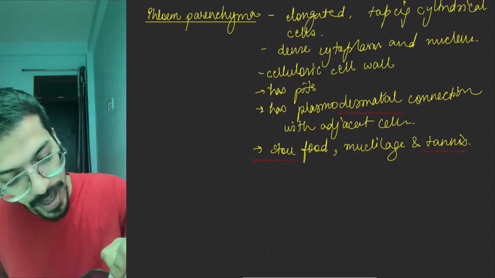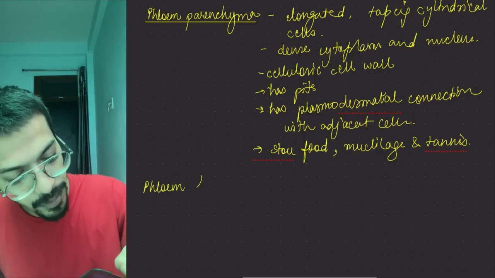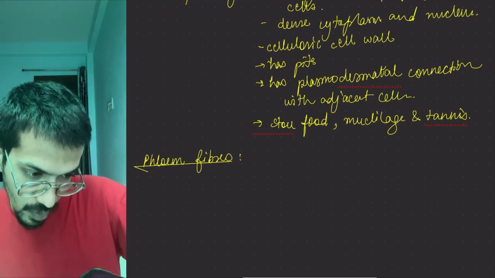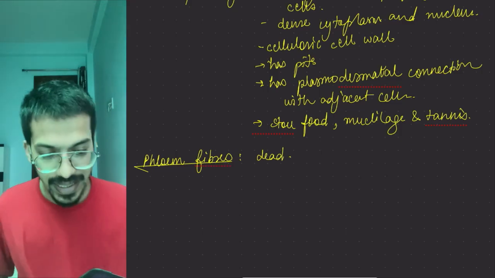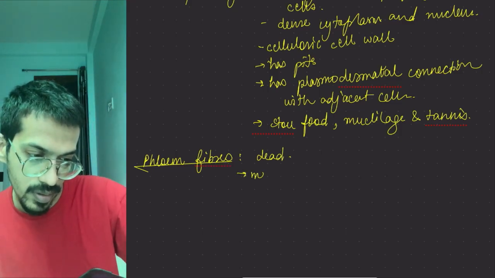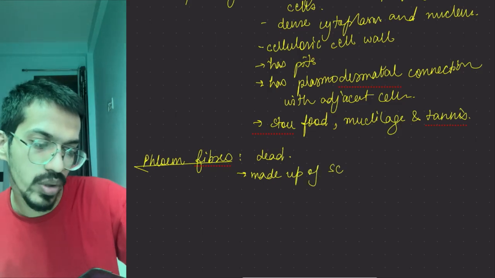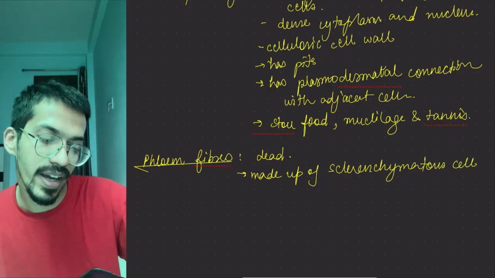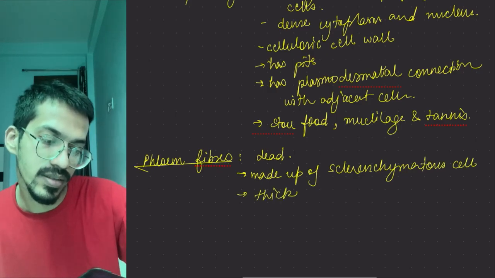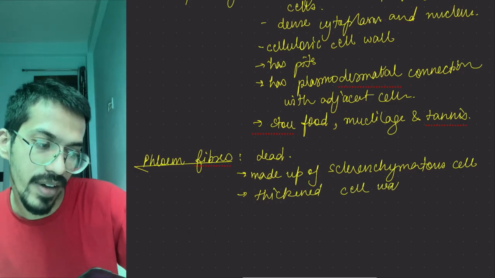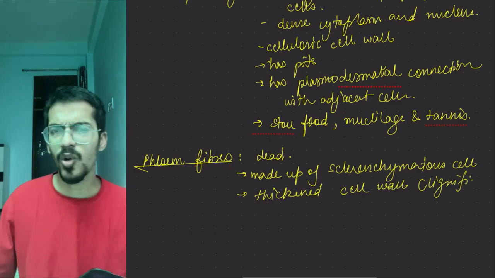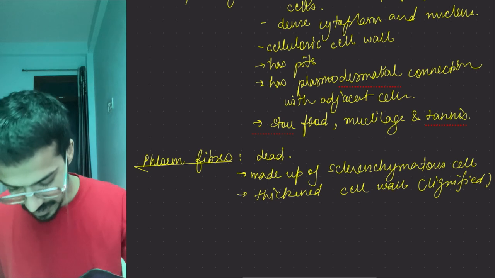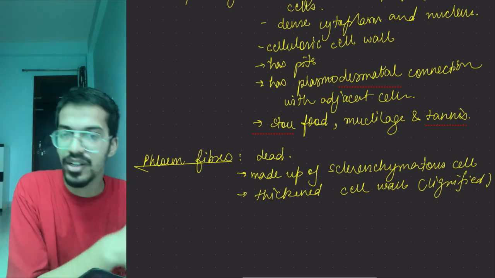Next come what? Phloem fibers. What do phloem fibers do? They are dead. Why dead? Because they are highly lignified, made up of sclerenchymatous cells, and you know that sclerenchyma is what? Dead. Sclerenchymatous cell means highly thickened cell wall, lignified, devoid of protoplasm. All these things which we have already studied, we can put over here if we remember just one fact. Moving on to the next things, this is also what, primary and secondary phloem.